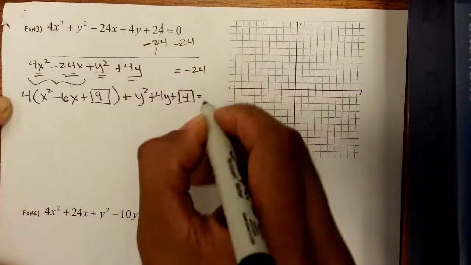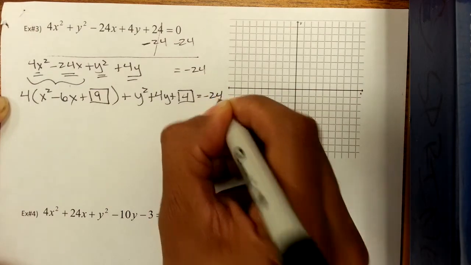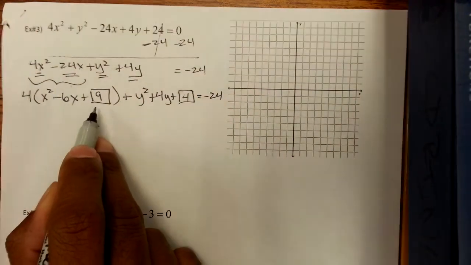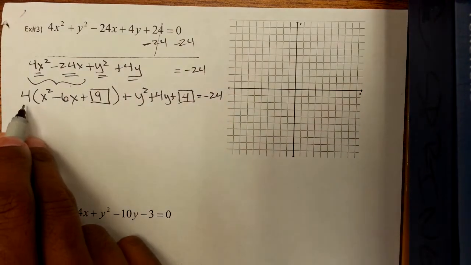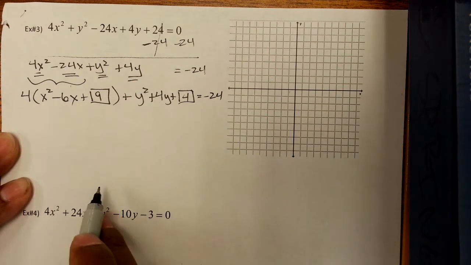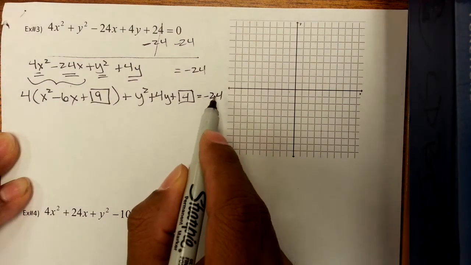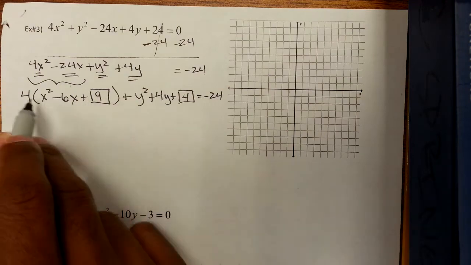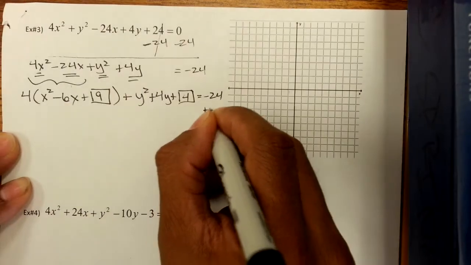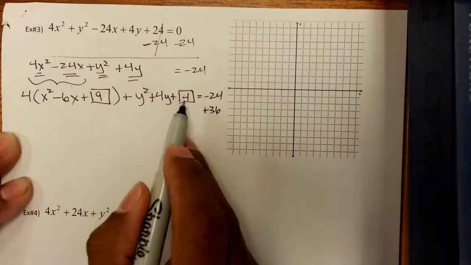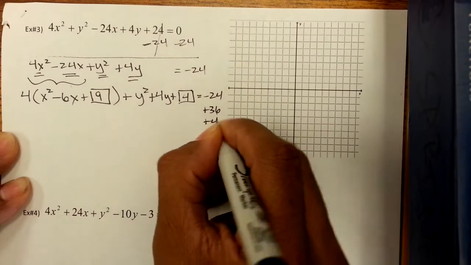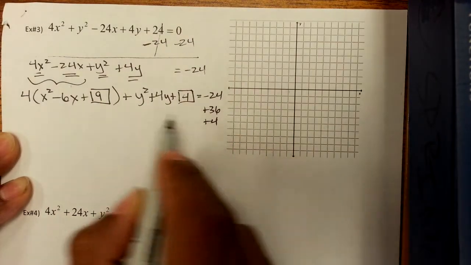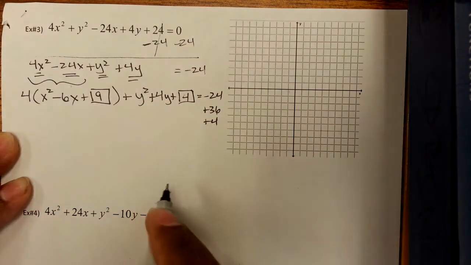What that means is on the right-hand side, that negative 24, I need to add both special numbers. And keep in mind, if you factor out a term, you need to multiply that term with the special number. So that means that negative 24, I'm going to have to add 9 times 4. So I'm going to add 36, and I'm also going to need to add this 4. So I'm adding two special numbers here, one from the x, one from the y.